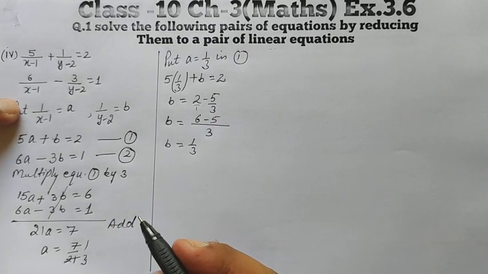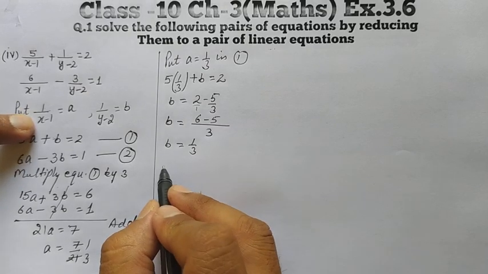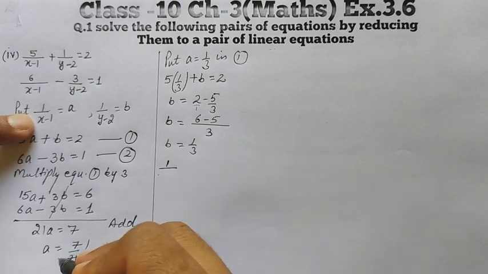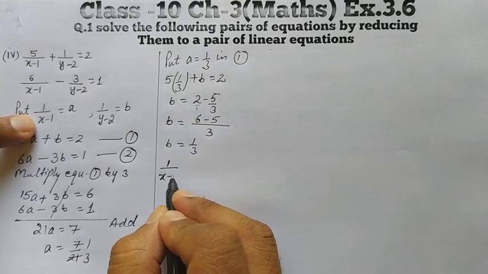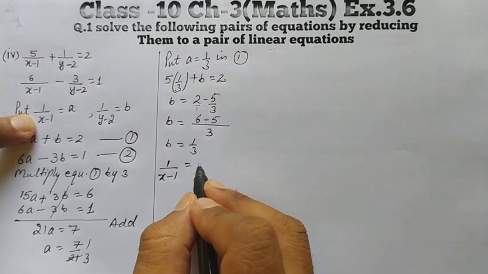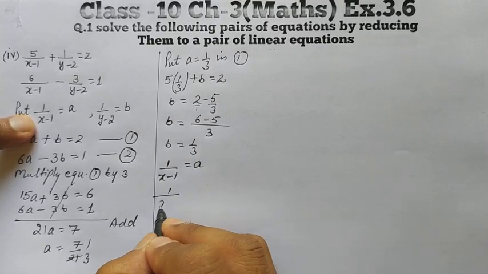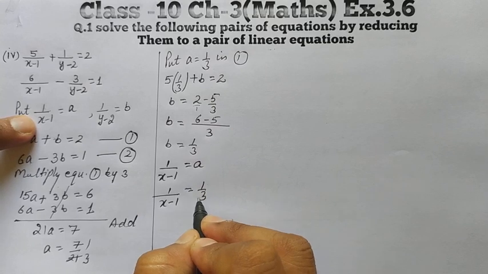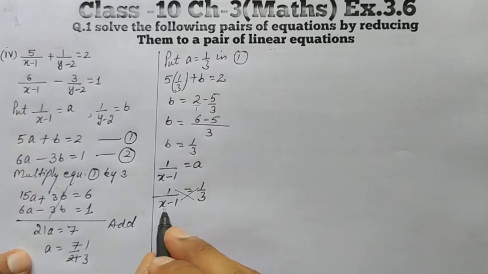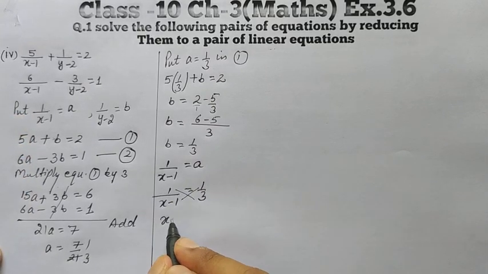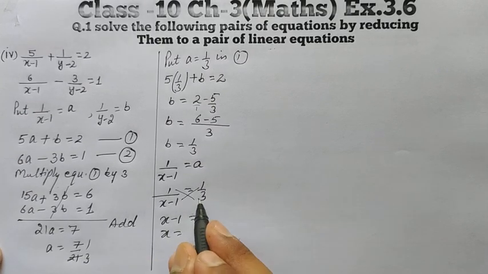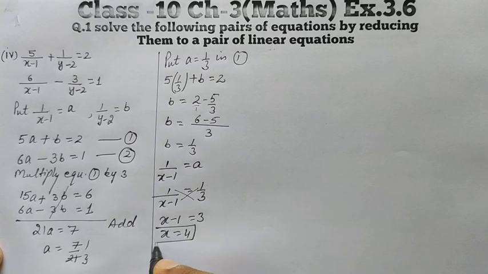Now we'll go back to these equations, because we need to find the value of x and y, not of a and b only. So here 1 over x minus 1 is a, and the value of a is 1 by 3. Now we'll cross multiply here. So x minus 1 into 1 is x minus 1 is equal to 3. So x is equal to 3 plus 1, that is 4.